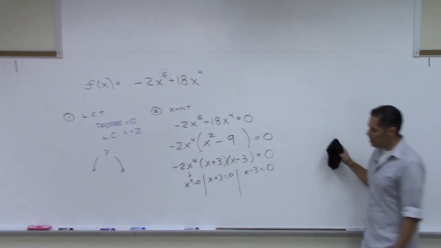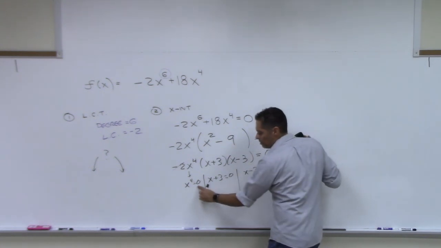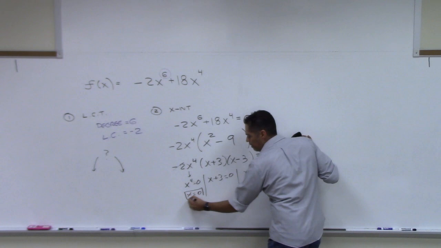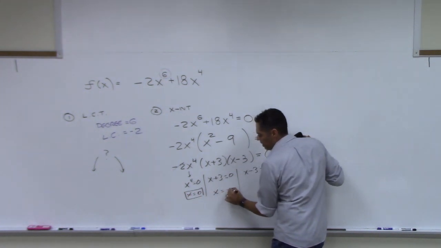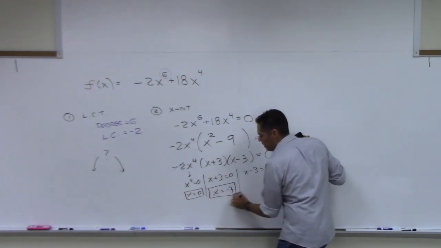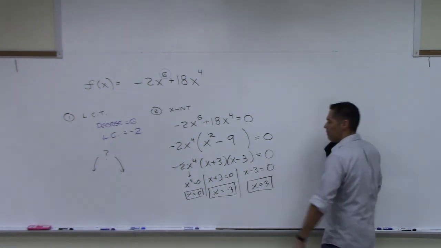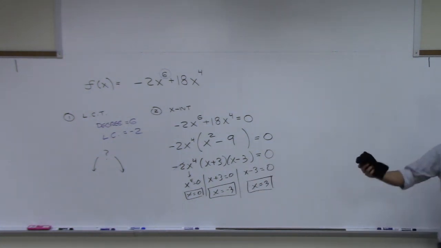So what's the first answer here? What number to the fourth power is 0? 0. Okay. This one, subtract 3 on both sides: negative 3. Here, add 3 to both sides: positive 3. Now what?